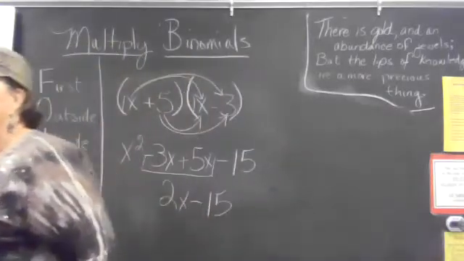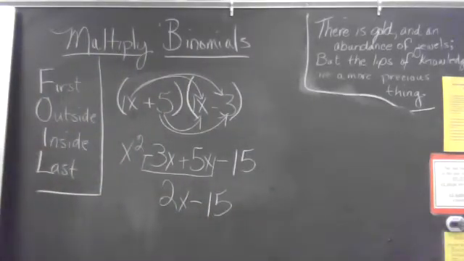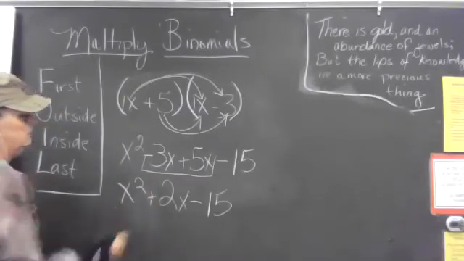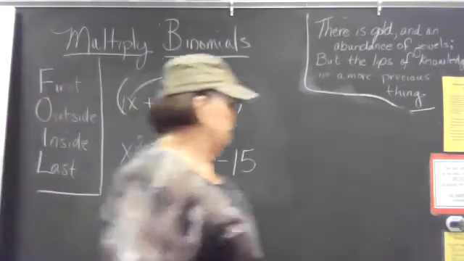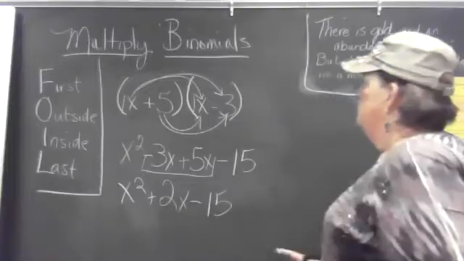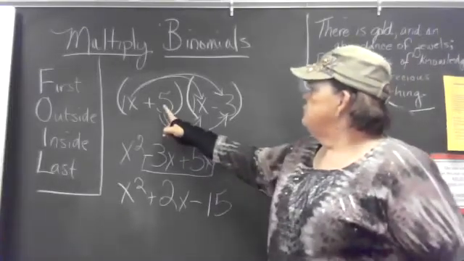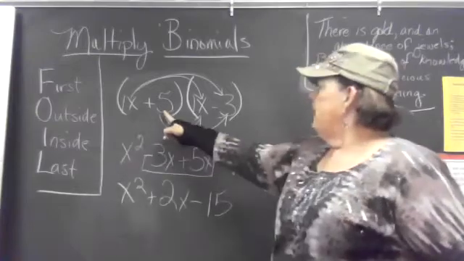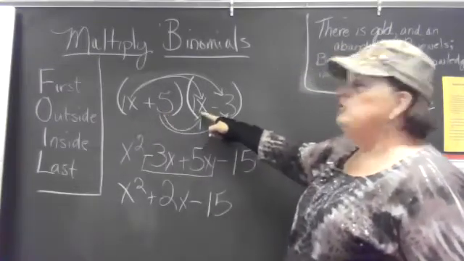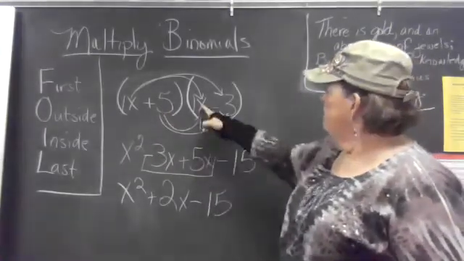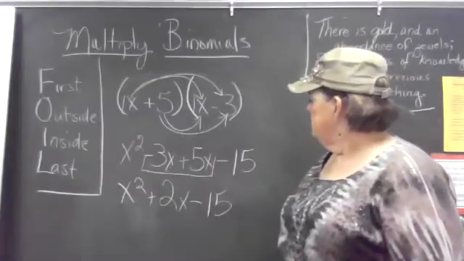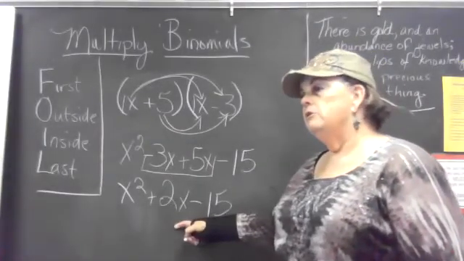I'm sorry? How you got that 5x? How did I get the 5x? Okay, hang on, let me put this. There we go. Okay, I got the 5x when I did this piece, the insides. Took the 5 times 1, 5x. Yeah, good. I'm glad you asked. So this is the answer.